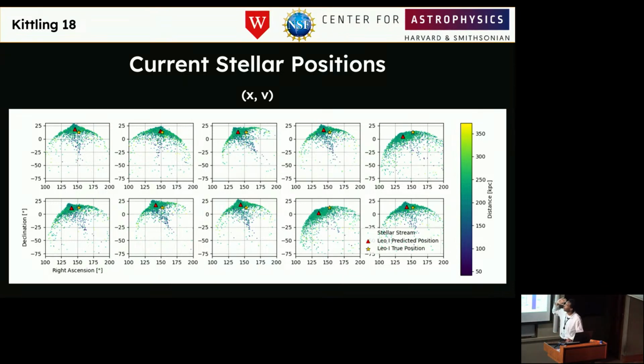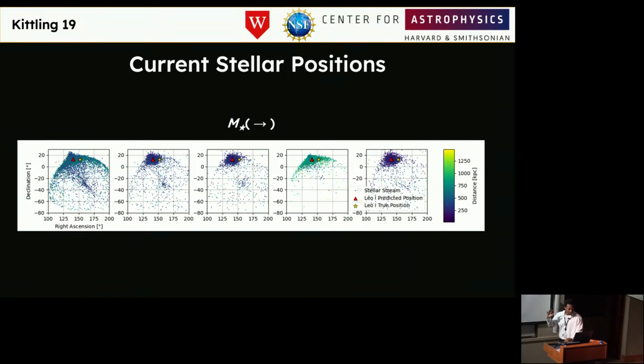This is where we varied the orbital parameters. And this is where we just varied the stellar mass, and it's decreasing from left to right. So yeah, we can see these results, and we think our simulations are working pretty well.